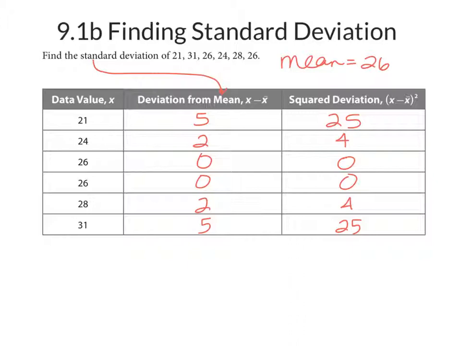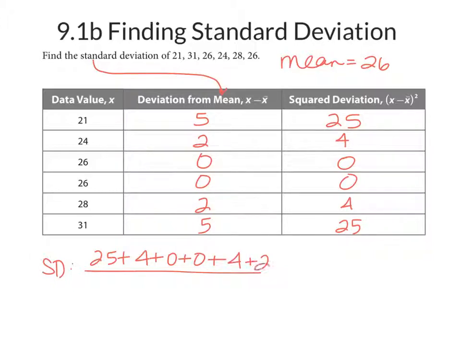All right, so to find standard deviation, like I said, we're going to add all of these squared values together. So 25 plus 4 plus 0 plus 0 plus 4 plus 25. And then we're going to take the average of that. So there are 6 numbers there, so we're going to divide by 6. And then, because we squared them, we have to undo that, so we're going to take the square root.